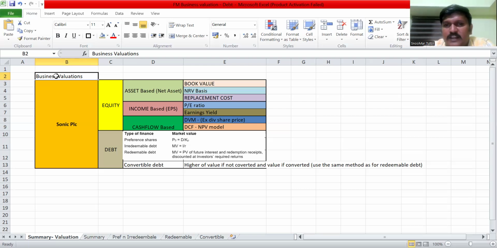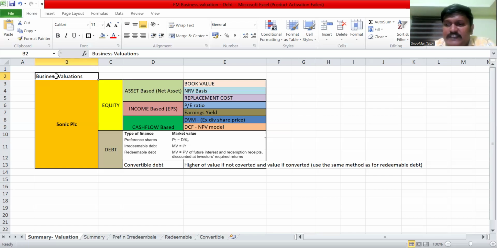Now, redeemable debt is debt taken for a fixed period of time, after which the principal will be repaid. Now, there is another thing called a convertible debt. As in the case of a redeemable debt, at the end of the term they will give you a conversion option. So at the end of the term, let's consider a 7-year debt that is there.